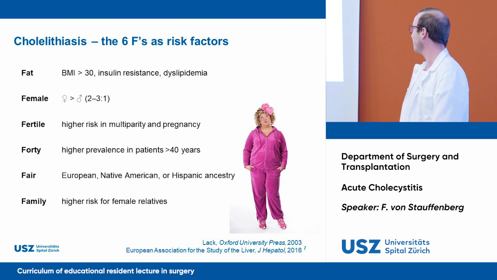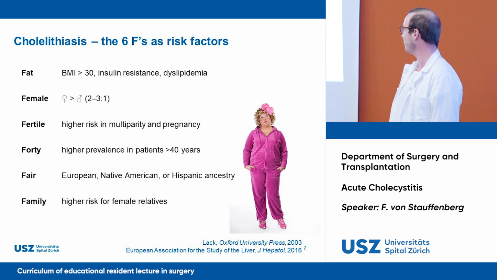Here we have a typical patient for the 6 F's. She might have a BMI around 30. She's female. She might be fertile, in around her 40s. She's fair, and she might have a family history for cholelithiasis.